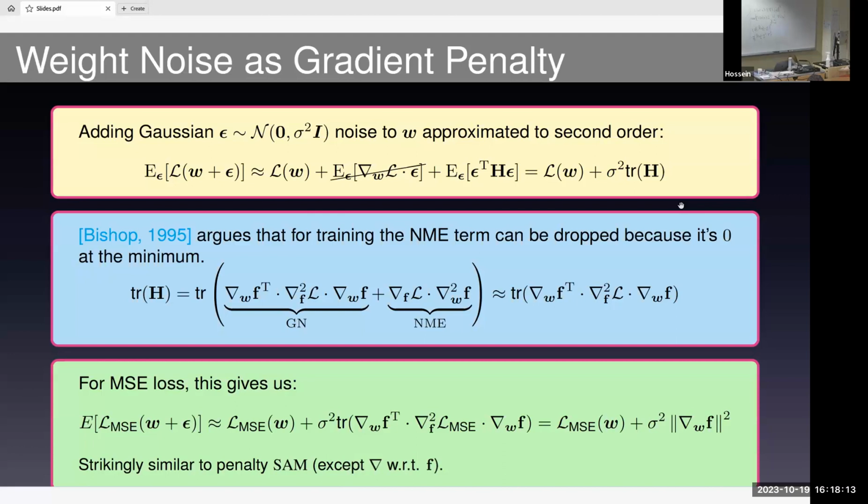In order to see that, let's expand our loss with respect to epsilon up to second order. This is what you get. And then apply the expectation. Because this term is linear in epsilon and epsilon has zero mean, this becomes zero. So we end up with this plus this, and this also is easy to resolve. It ends up being sigma squared times trace of H.